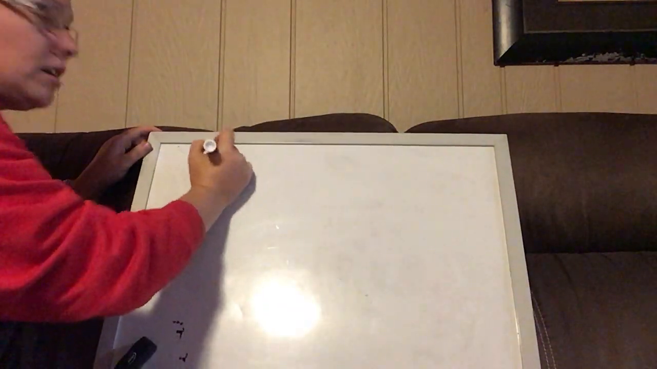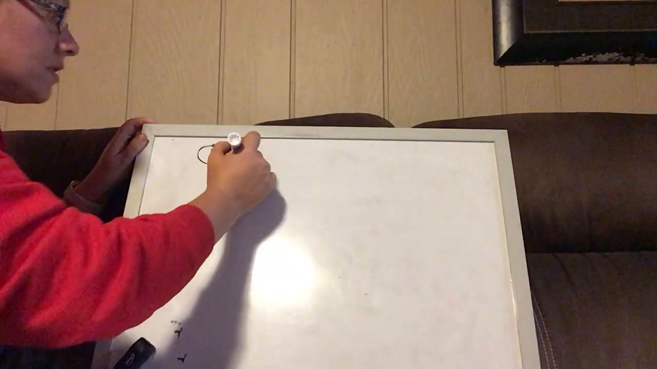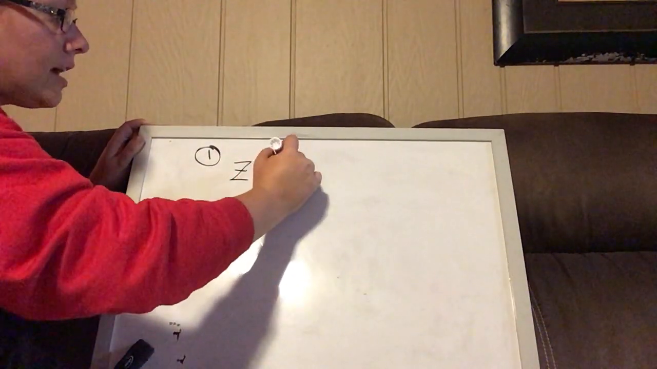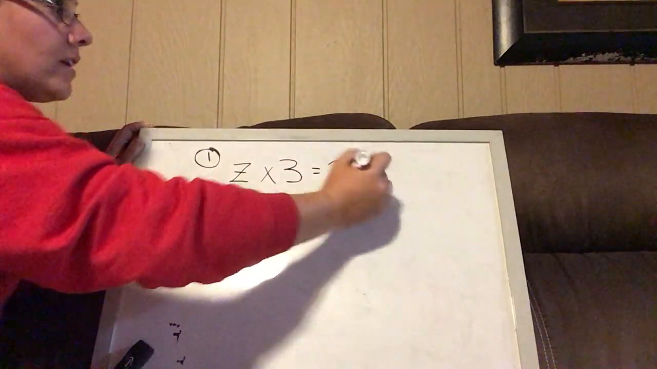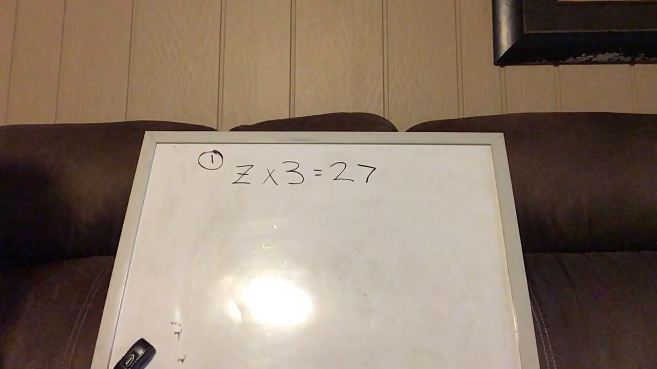And we are first going to take a look at some equation work with some expressions. So go ahead and write this in your math notebook. If I write it up here, you're going to write it in your math notebook. Number 1. Z times 3 equals 27. So this is the expression that we're looking at right now.